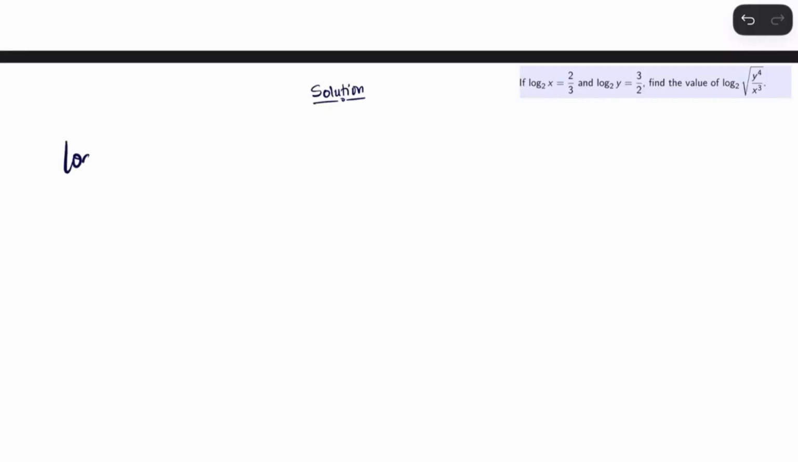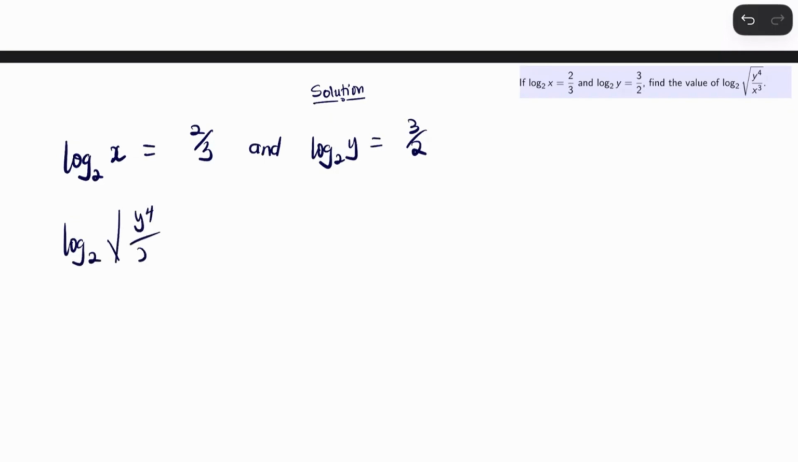So here we have log of 2x given as 2 on 3 and log of 2y given as 3 on 2, right? And we're being asked to compute log of 2 times the square root of y exponent 4 divided by x exponent 3. So now let's rewrite this, right? We can rewrite the square root as exponent 1/2.